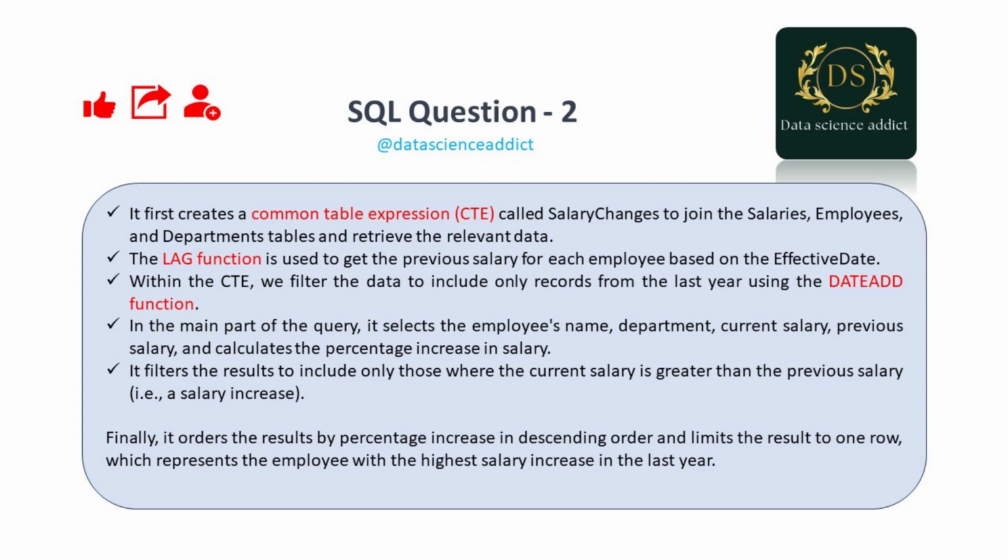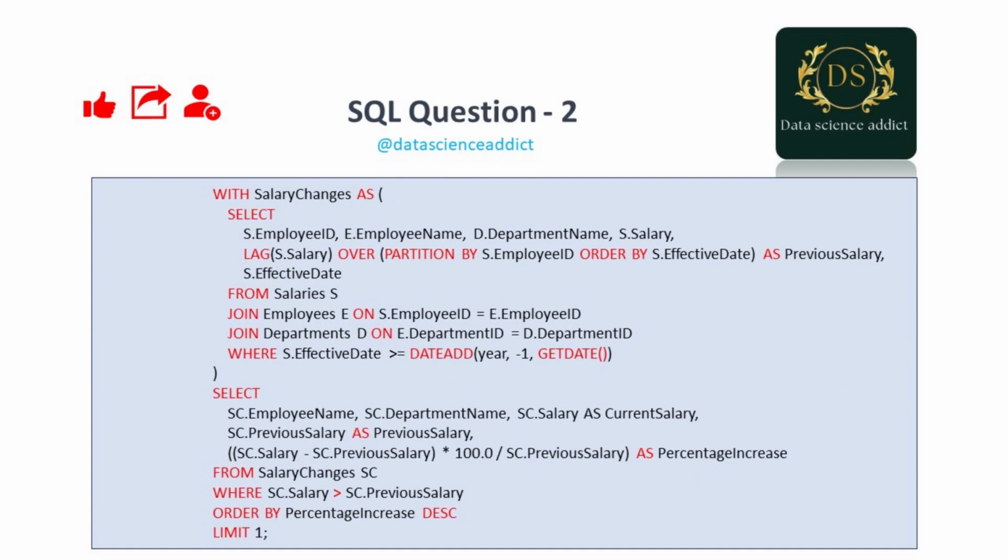It filters the results to include only those where the current salary is greater than the previous salary. That is your salary increase. Finally, it orders the result by percentage increase in descending order and limits the result to one row, which represents the employee with the highest salary increase in the last year. Now finally, we'll use distinct to retrieve only unique customer ID values, so each customer appears only once in the result.